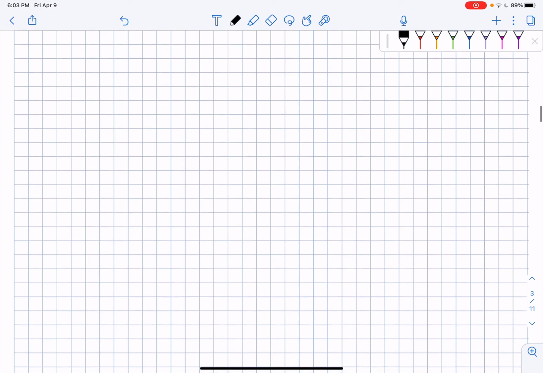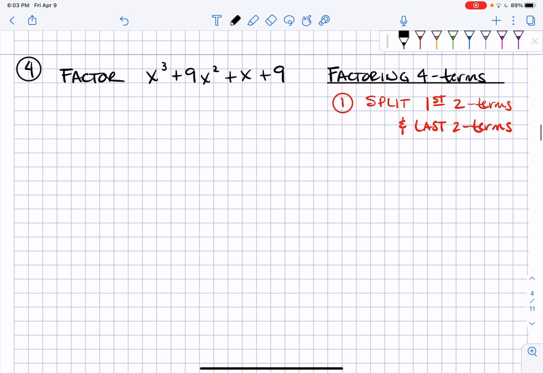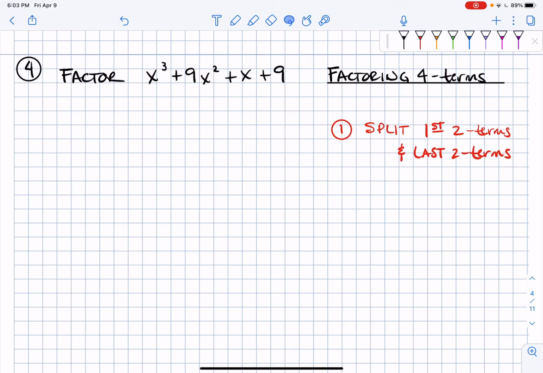All right, on to number 4. Factoring. This is 4 terms, right? If it's 4 terms, we do factor by grouping. So let me move this first step down. Factoring 4 terms is called factor by grouping.